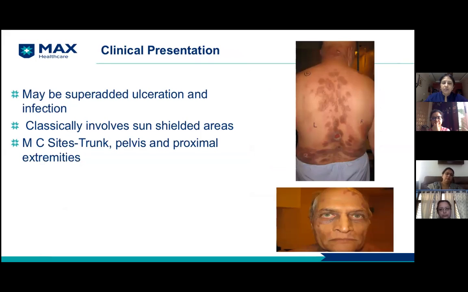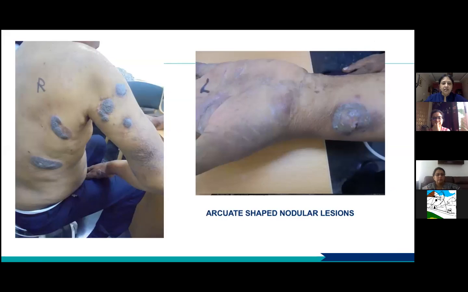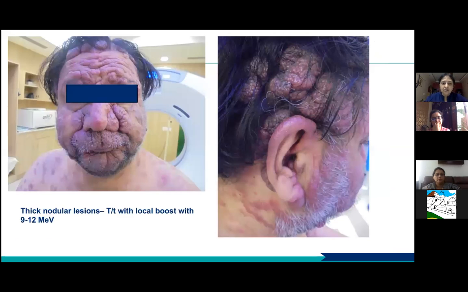Sometimes there can be added ulceration and infection. And classically, the lesions to begin with start at the sun-shielded areas, with the most common site being trunk, pelvis, and the proximal part of the extremities, which are generally covered and sun-shielded. This is another patient. Look at these ring-shaped lesions or arc-shaped lesions. These are classical findings of mycosis fungoides. So if you see these kind of lesions, you're pretty sure that it is mycosis fungoides, but all the patients may not have classical clinical features.